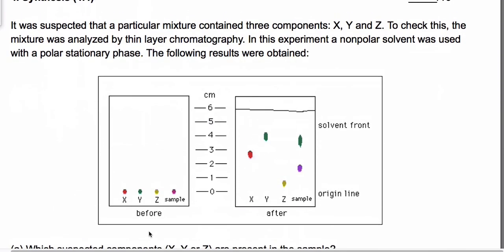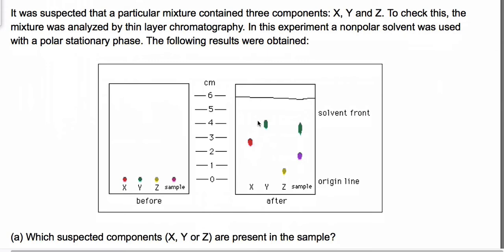All right, it was suspected that the particular mixture contained 3 components, X, Y, and Z. To check this, the mixture was analyzed by thin layer paper chromatography. In this experiment, a nonpolar solvent was used with a polar stationary phase. So this is the polar stationary phase they're talking about, just the paper.